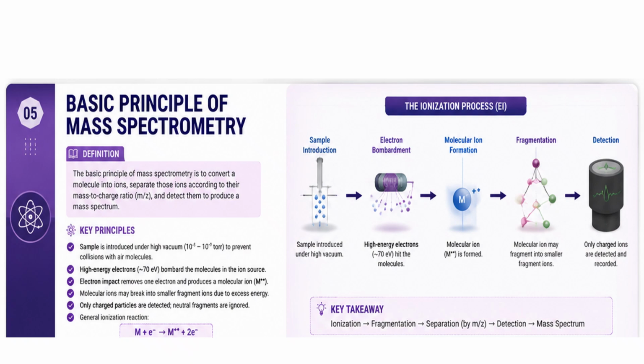Finally, only charged ions are detected and recorded. Neutral fragments are ignored because they do not respond to the electric or magnetic fields inside the instrument. So, the full process is ionization, then fragmentation, then separation by M/Z, then detection, and finally a mass spectrum is produced. The key point is that mass spectrometry does not directly see neutral molecules. It first converts them into ions, separates those ions, and uses their pattern to identify the sample.